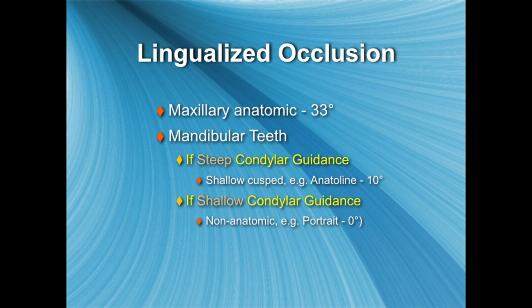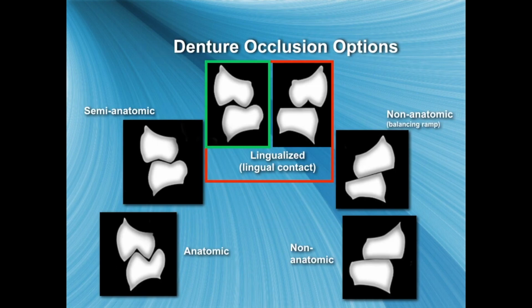In general, in the maxillary arch at Dalhousie University, we will choose a maxillary anatomic denture tooth with a 33-degree cusp angle. In the mandible, we will choose denture teeth depending on the condylar guidance. If the condylar guidance is steep, we will choose an Anatoline or 10-degree cusp tooth, and if it's very shallow, we will choose a non-anatomic tooth such as the Portrait 0-degree tooth. There are many denture occlusions other than these two that we have described here, but for our purposes, we will choose lingualized occlusion or the monoplane occlusion.